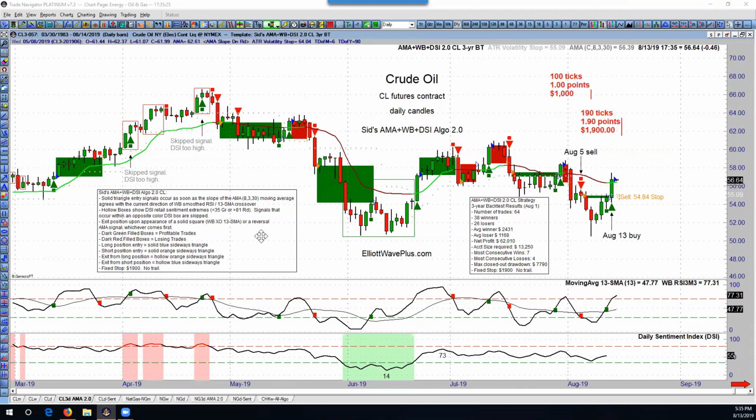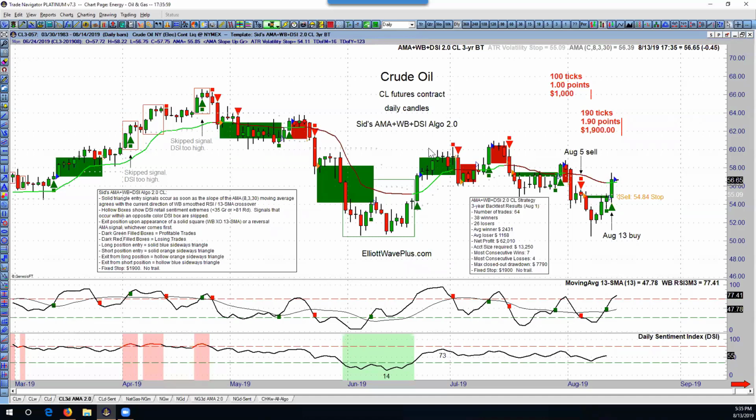So this is the algo as applied. I just call it my AMA algo for short. And if I have a 2.0 on there, that means that it uses the DSI, the Daily Sentiment Index, which is the current percentage of bulls among retail traders. I use that as a filter on anything that says 2.0 on it.